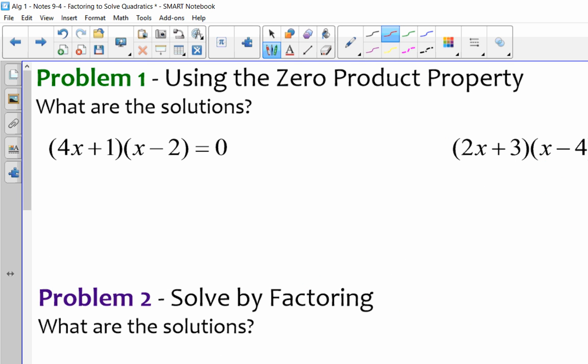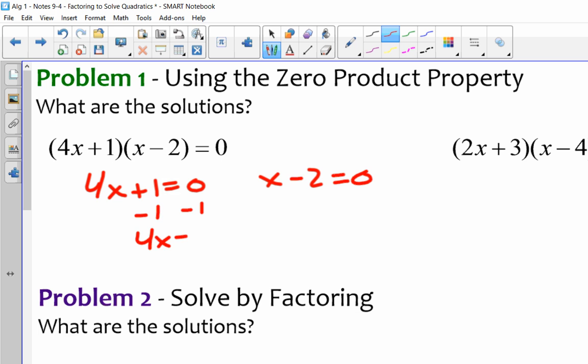We'll go here. So we've already factored something for you. All we're going to do here is take these 2 things and set them equal to 0 and solve it. So just solving an equation. We're going to subtract 1 from both sides here, and we're going to divide by 4.